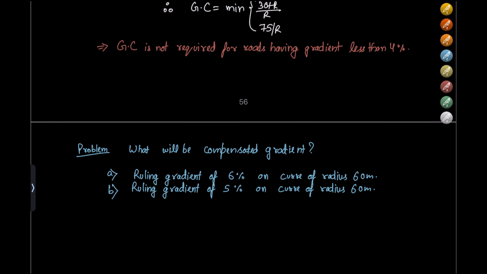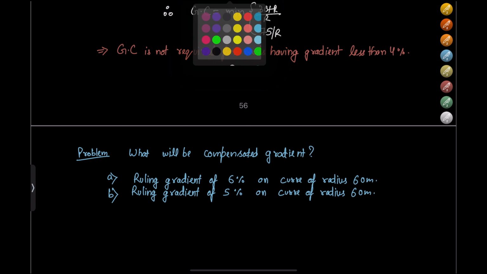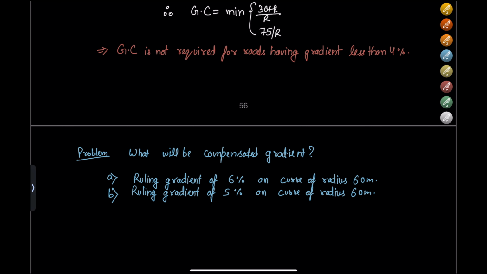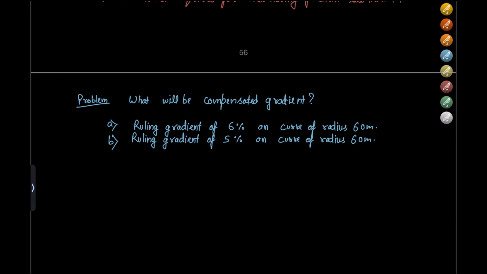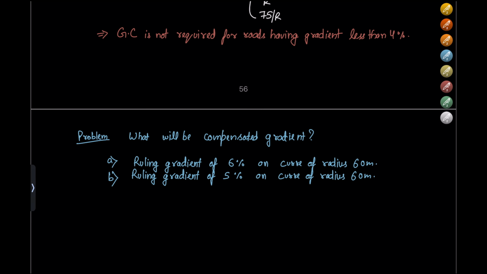So this is a problem that I have mentioned. I'll request you all to kindly have a look at it and kindly share the answers in the comment box. What will be the compensated gradient when ruling gradient of 6% is provided on a curve of radius 60 meter and when ruling gradient of 5% is provided on a curve of radius 60 meters.